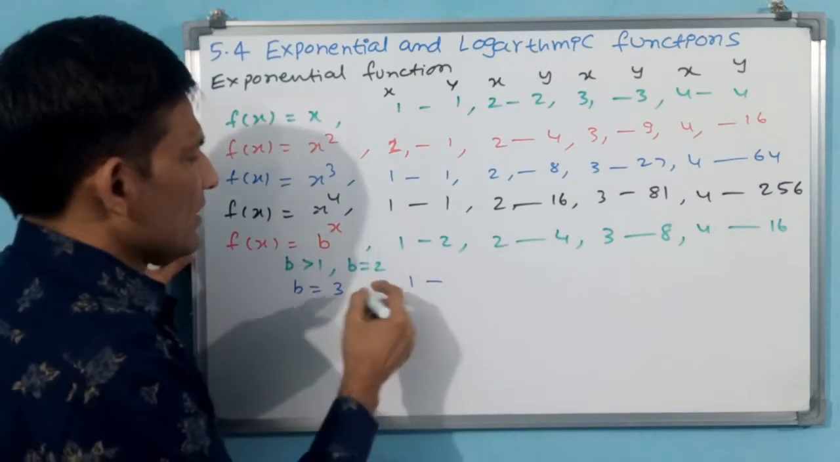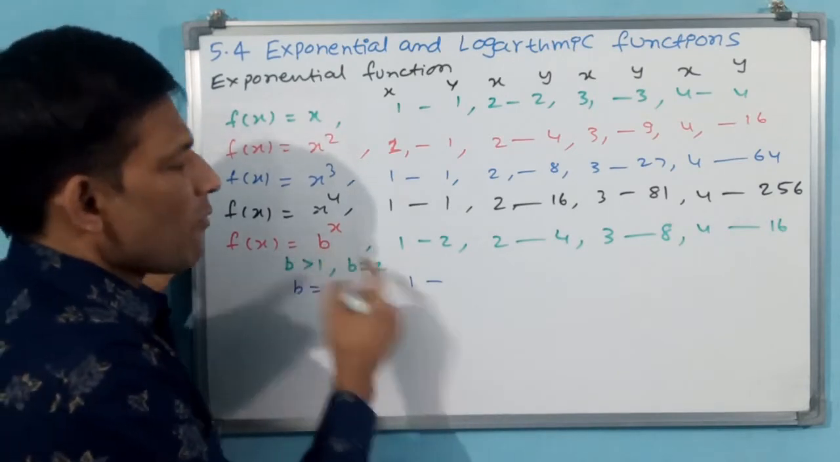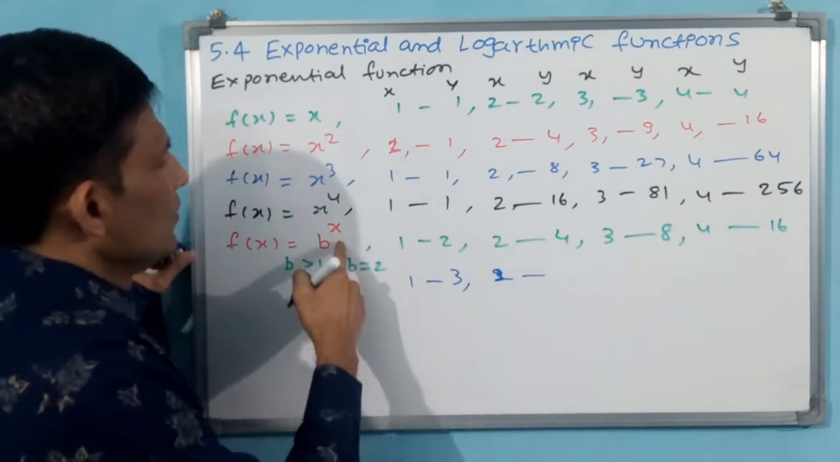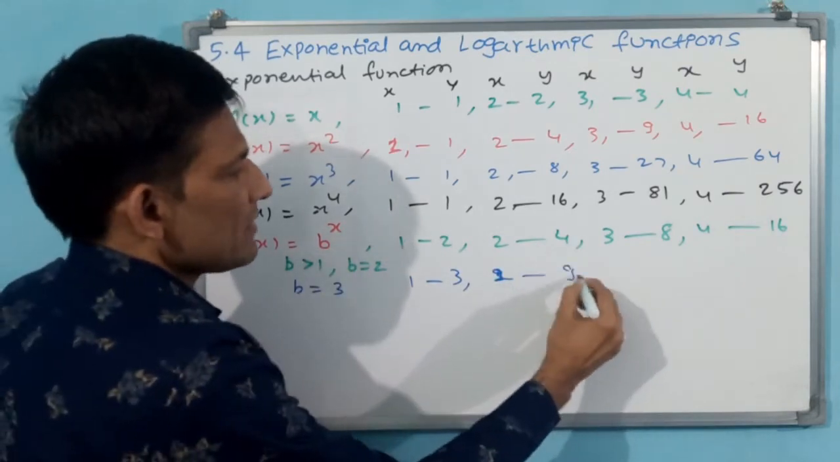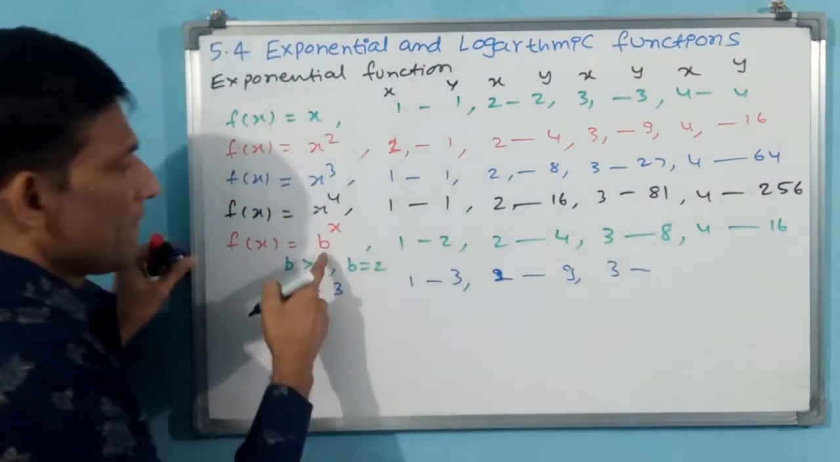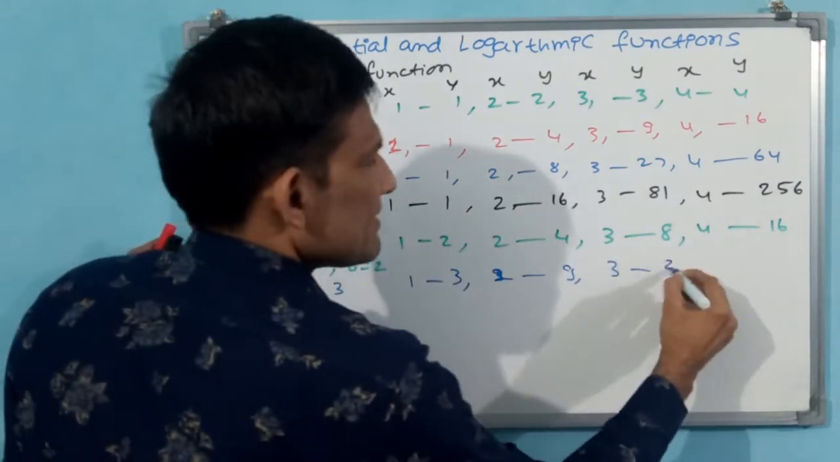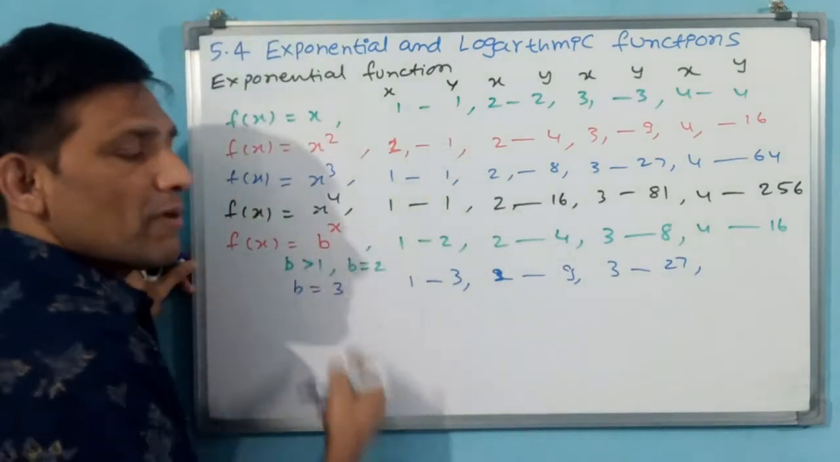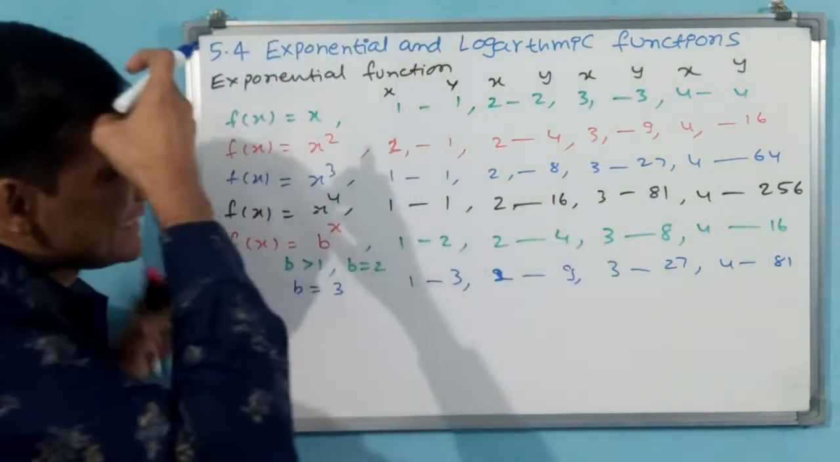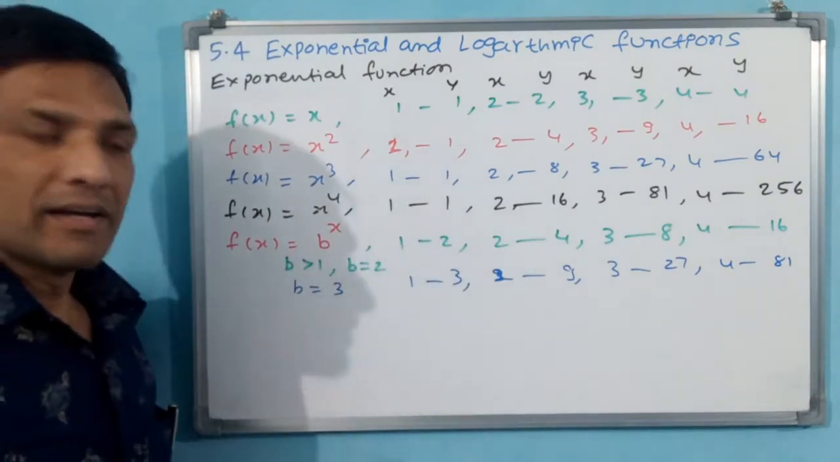Now I have given 1. 3 power 1 is 3. Okay. Then 3 power 2, 3 power 2 is 9. Okay. Then 3 power 3, 27. 3 power 4, 81. Is it okay?